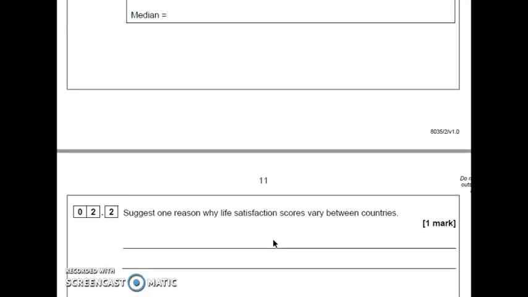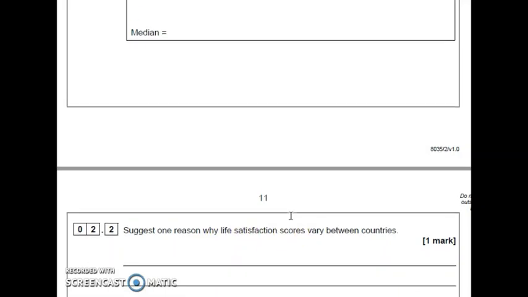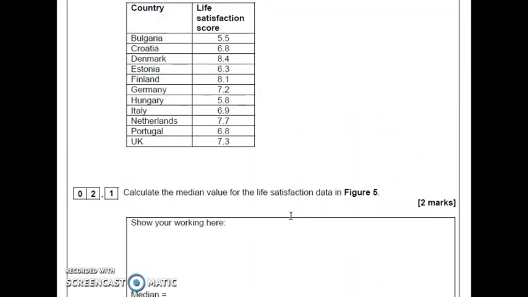Question 2.2, suggest one reason why life satisfaction scores vary between countries. So why is it that some have big numbers? Why is it that some have little? So in terms of the pattern, it looks like, generally speaking, the more developed the country, the more money a country has, the more that people are happy with life. So you could link the idea and try and use some figures. Germany, for instance, 7.2. Germany have a lot of money, so they can buy material goods with their disposable income.